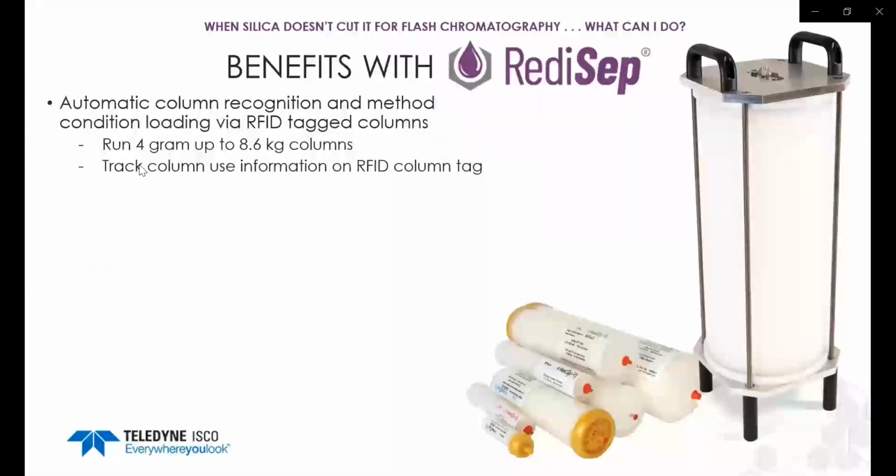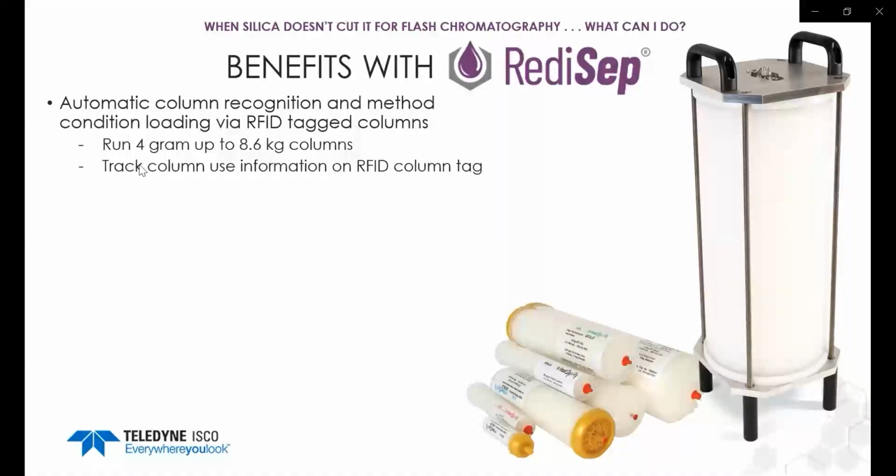Another benefit of using the RediSep line of columns is that all of the alternate medias and the gold and silver silica columns are tagged with RFID. And what this means is that we can load the column on the system with a loaded default method for C18 or C8 columns. Maybe that would be a method starting at 5% versus 0% because you don't want to have phase collapse. But it'll load an appropriate method for the column.